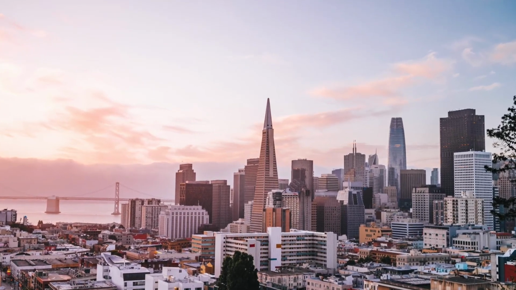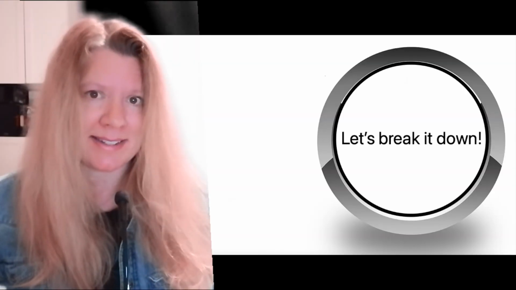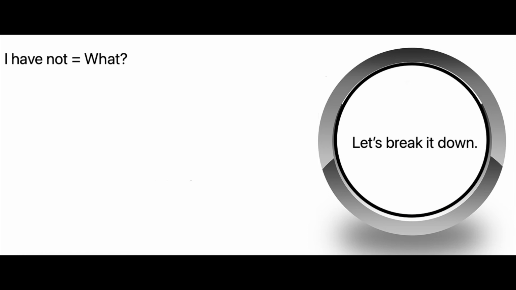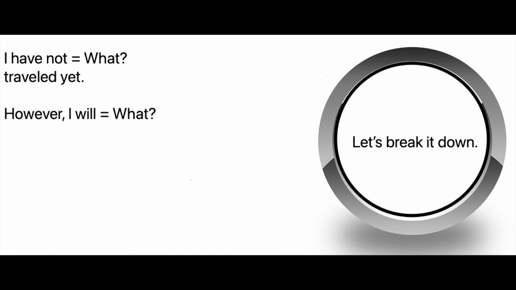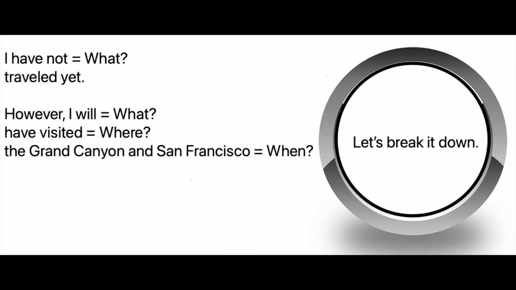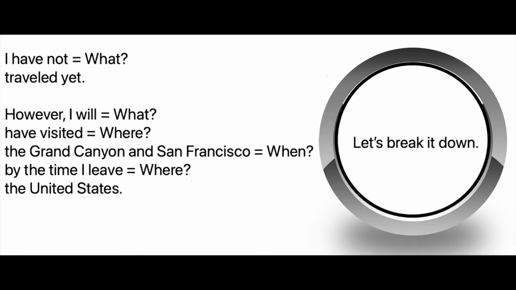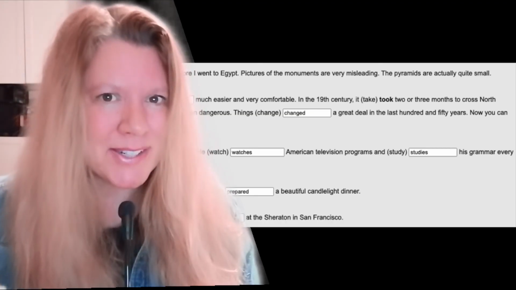So the answer is, I have not traveled yet. However, I will have visited the Grand Canyon and San Francisco by the time I leave the United States. Let's break down that sentence. I have not, what? Traveled yet. However, I will, what? Have visited, where? The Grand Canyon and San Francisco. When? By the time I leave. Where? The United States.